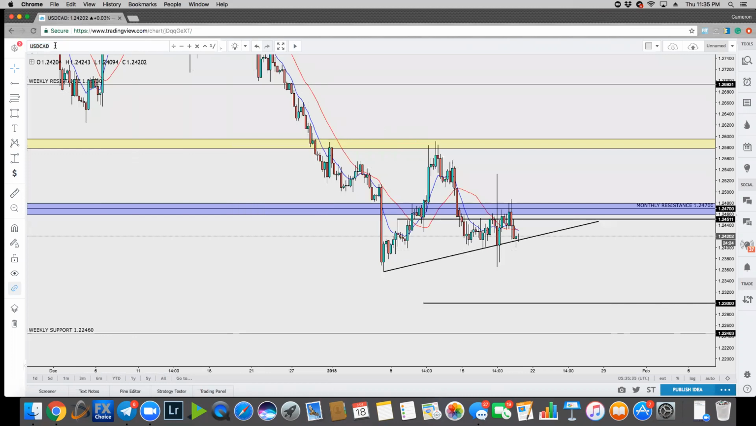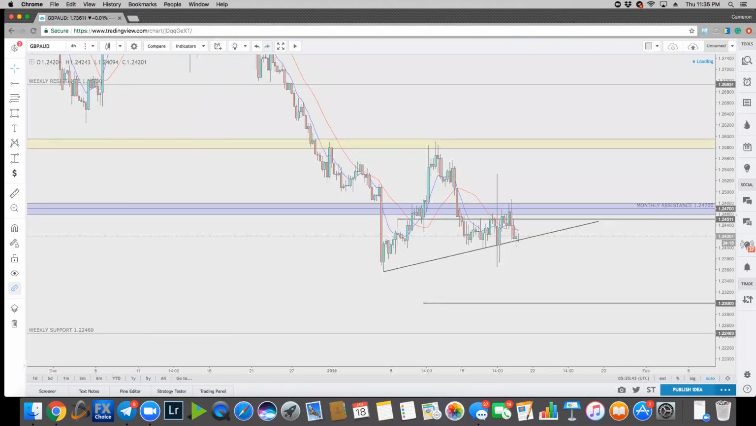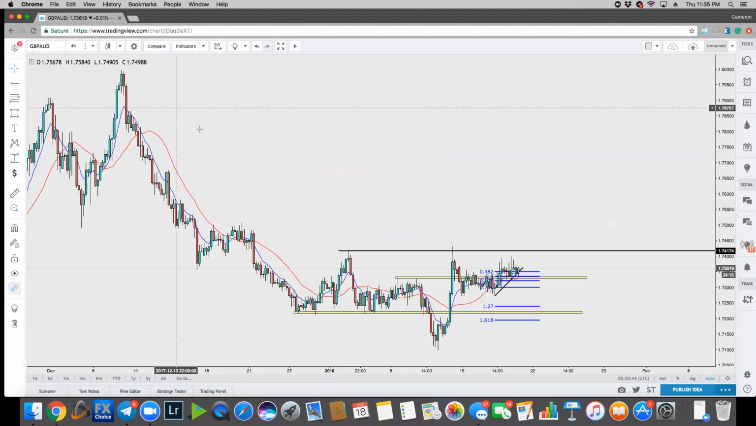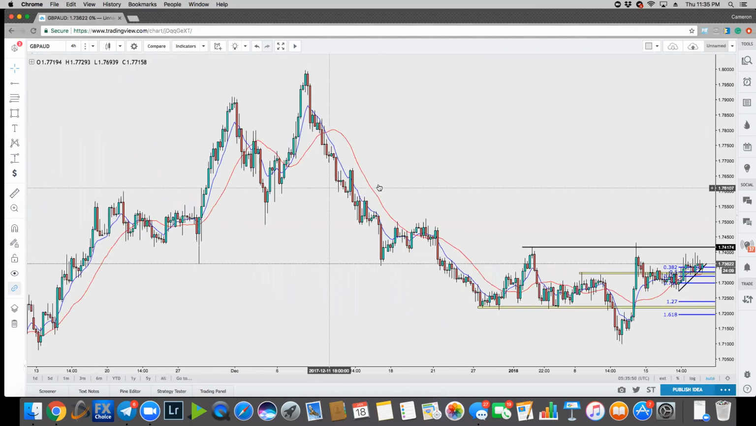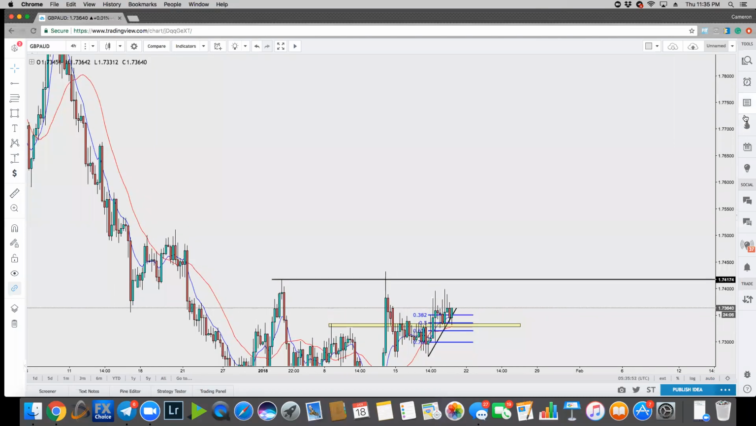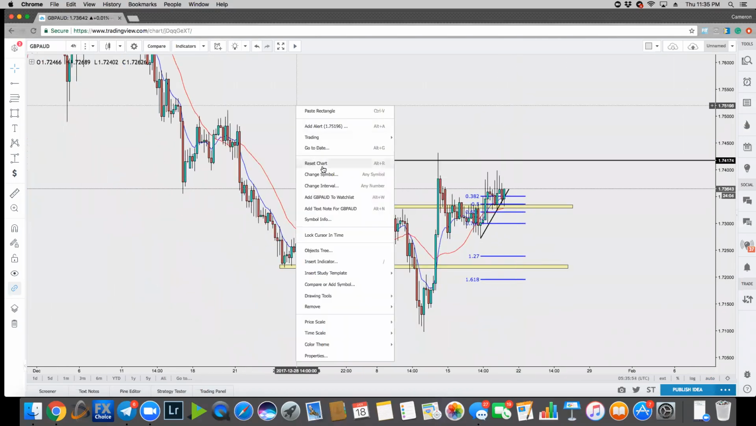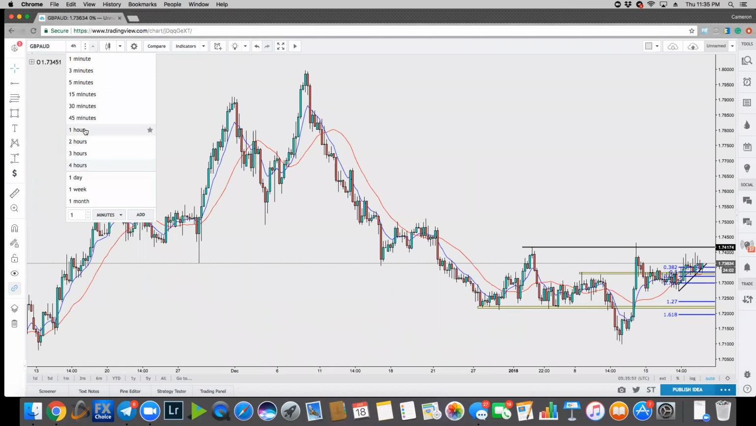Let's see, what's another currency pair? I usually just trade base currency pairs. Like GBP AUD, this is a cross that I like to trade. Let's talk about this really quick. I talked about this tonight at a meeting that I was at. So let's jump into this. Okay, I'm going to reset this chart. Let's go to a lower time frame, let's go to 1 hour real quick.